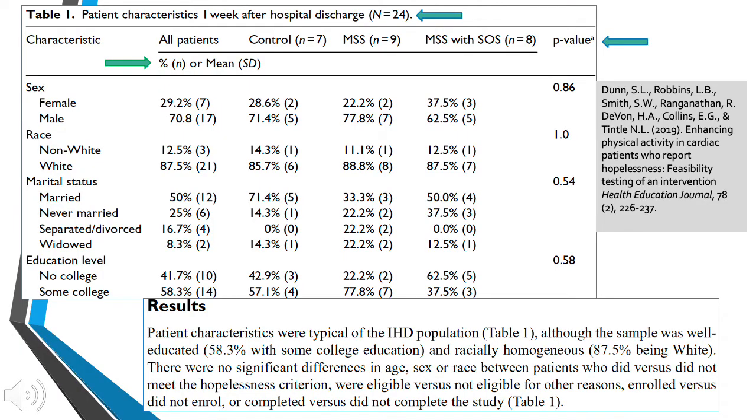When reporting results, authors typically start by describing characteristics of the sample. When a study has two or more groups, they should report whether characteristics differed across the groups.